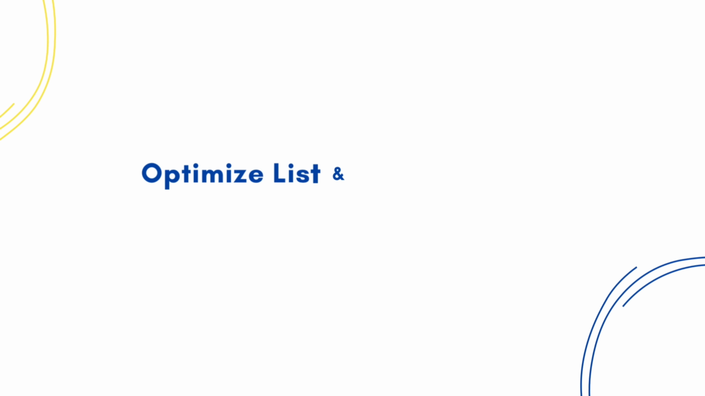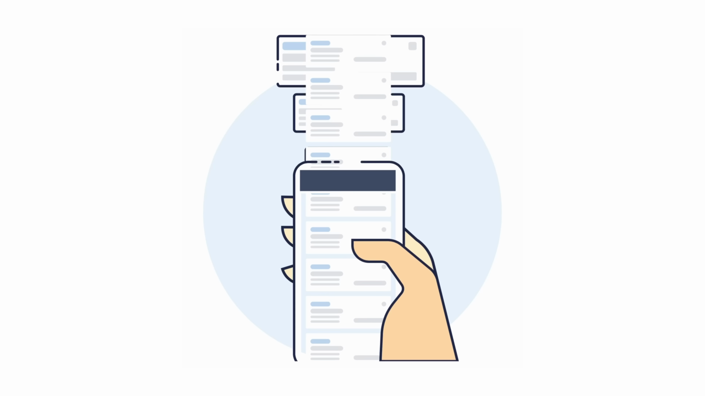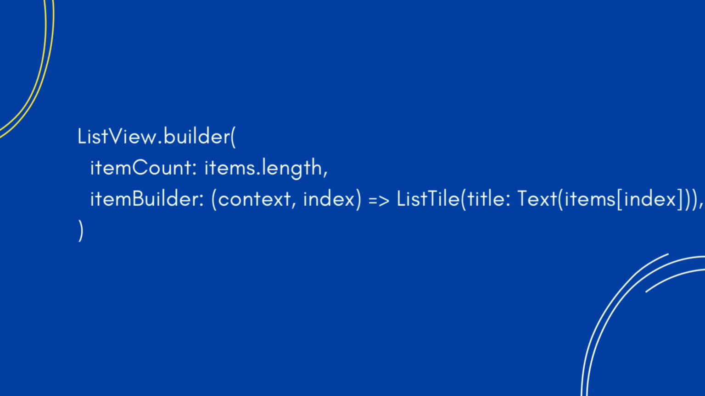Optimize lists with lazy loading. Displaying a huge list? Don't use ListView. Instead, use ListView.builder, so only the visible items get rendered. This prevents memory overload and keeps scrolling buttery smooth.